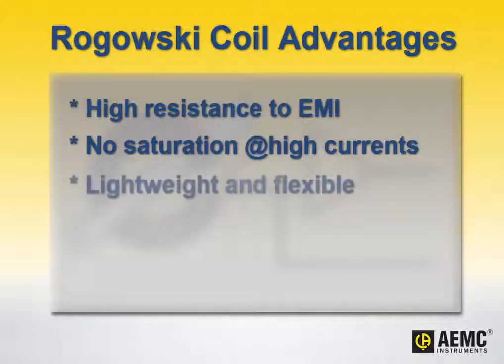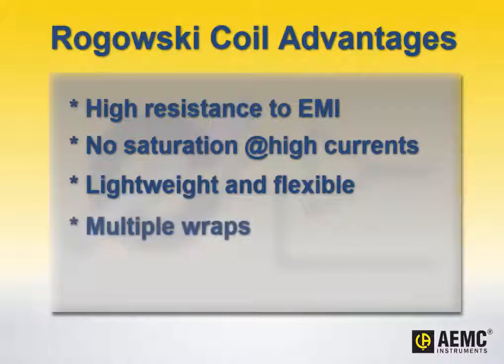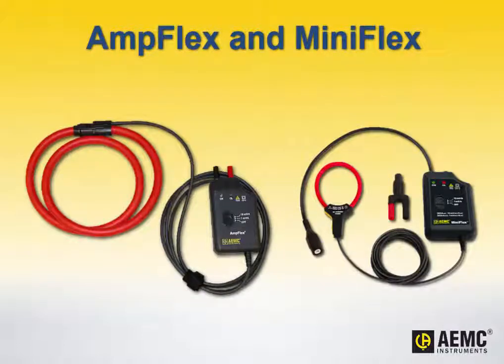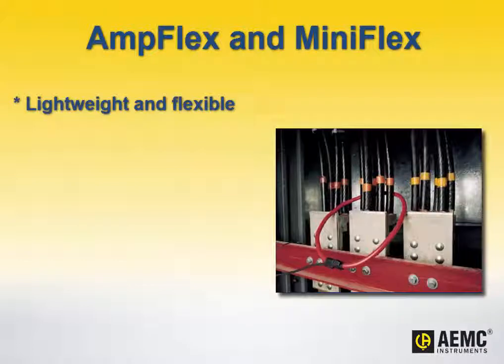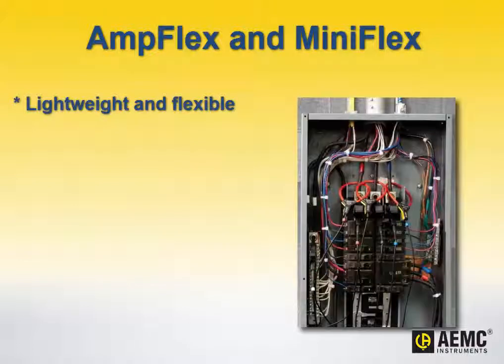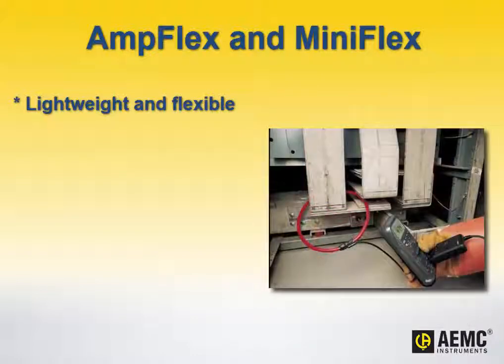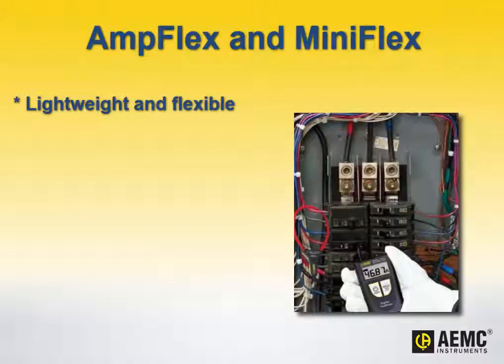They are lightweight and flexible. The probes can be wrapped multiple times around a conductor to amplify sensitivity, and they can be left unterminated without being damaged or developing hazardous voltage levels. The AEMC, AmpFlex, and MiniFlex families of AC current probes enable measurements on conductors where standard clamp-on probes cannot be used. AmpFlex and MiniFlex probes are lightweight and can be installed in tight places, around cable bundles, around wide or large bus bars, or even wrapped around irregular shapes.